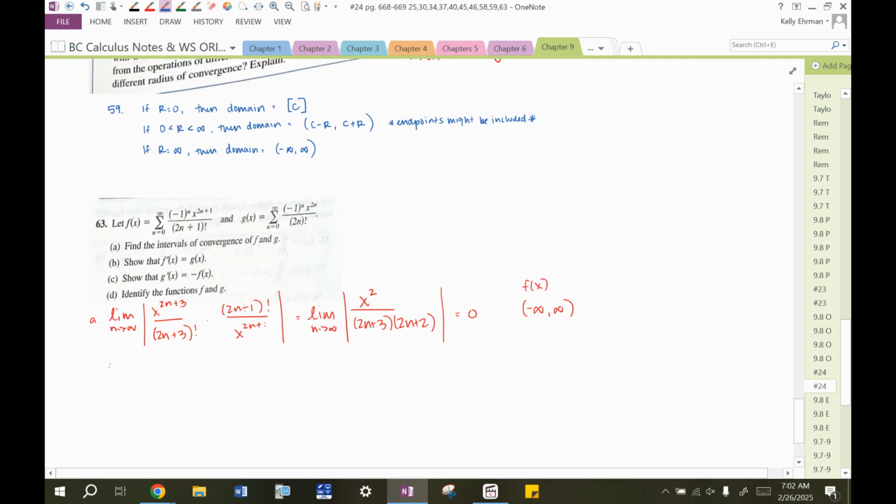And if we do the same for g of x, you get x to the 2n plus 2 over 2n plus 2 factorial times 2n factorial over x to the 2n. That leaves you with the limit as n approaches infinity of x squared over 2n plus 2 times 2n plus 1. That is also 0, so the interval of convergence for g of x is negative infinity to infinity.